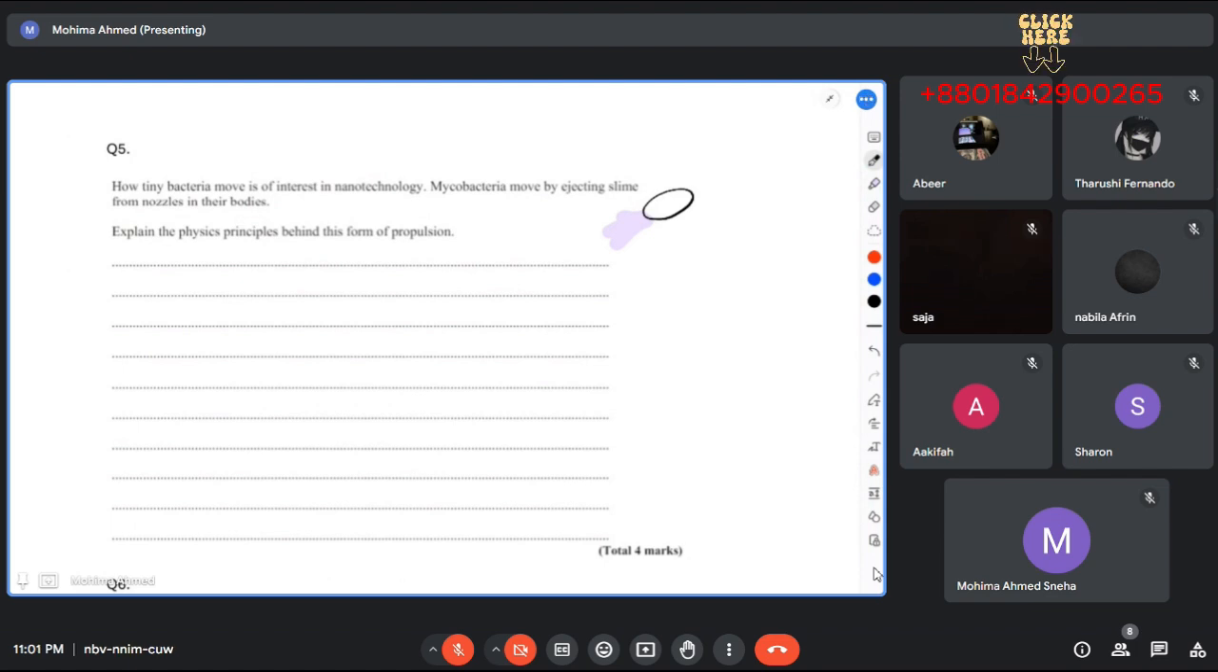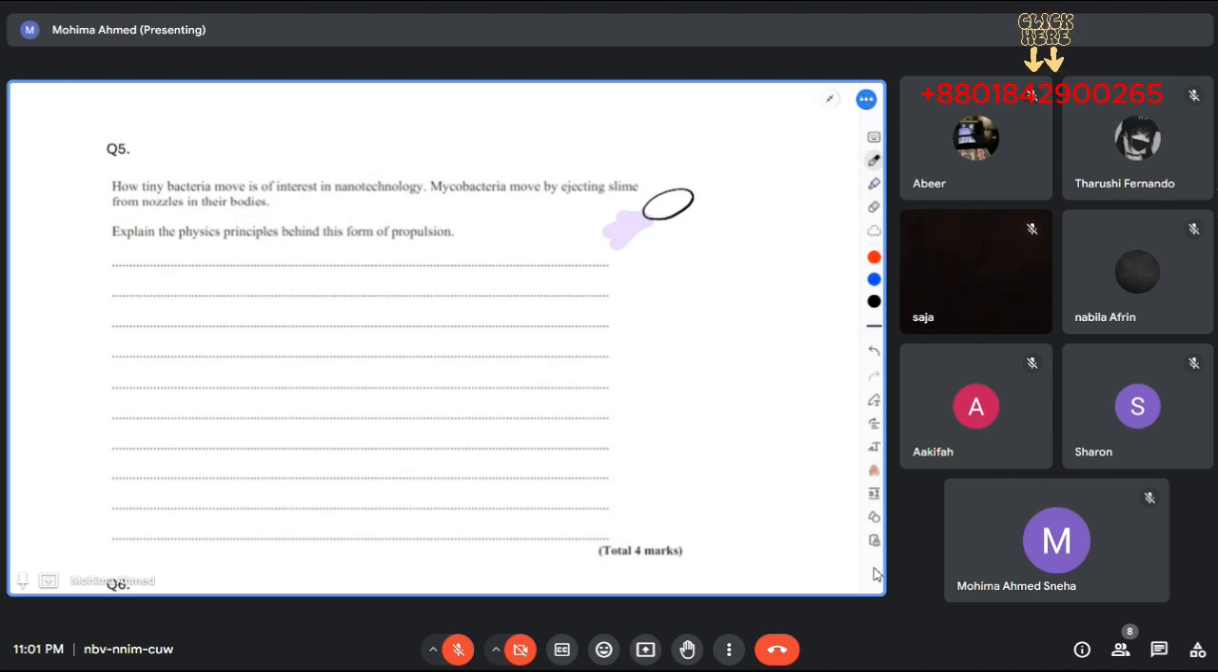In this case, this is exactly the situation for explosion, and I can write this in terms of either the law of conservation of momentum or Newton's third law, right? If I want to explain this in terms of the law of conservation of momentum, then before explosion, the mycobacterium and slime were connected to each other and they do not have any velocity. So total momentum before explosion was zero.